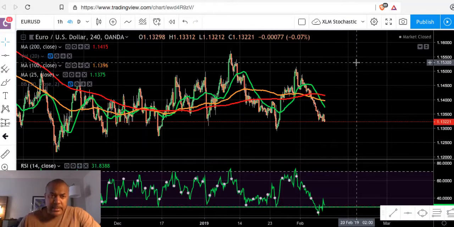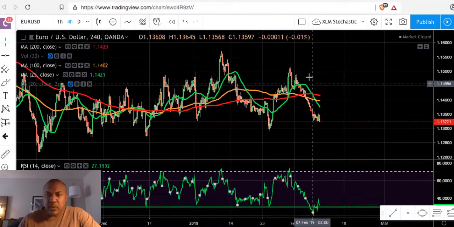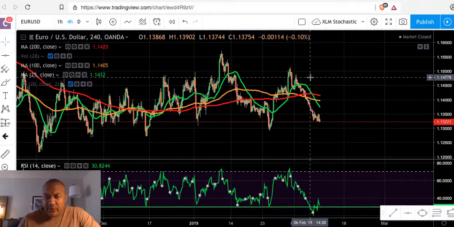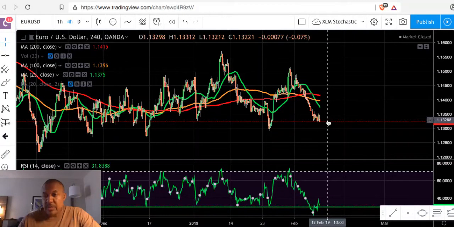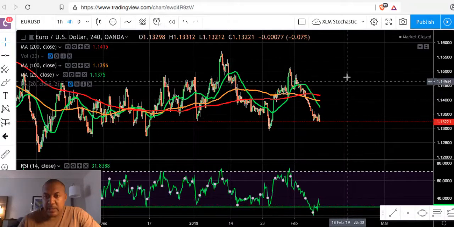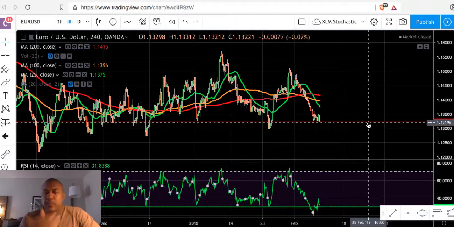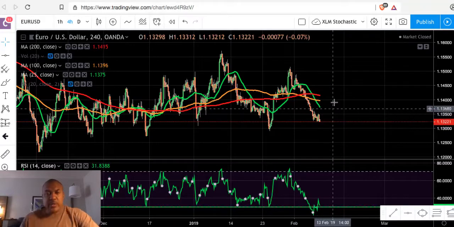From what we can see here, it's taken quite a trek down from 1.14765 to 1.13288. That's a movement of about 1500 pips. And so we had some sideways movement here. Now, what are we looking at?